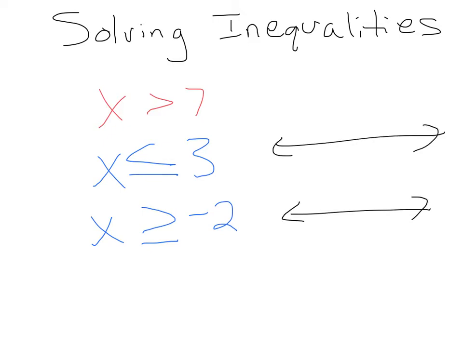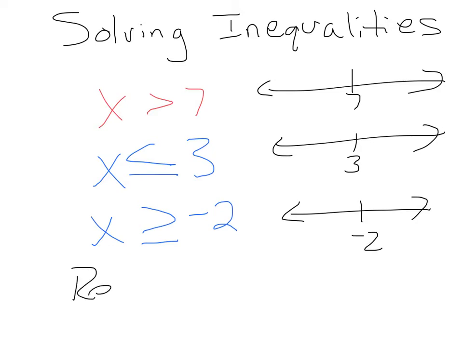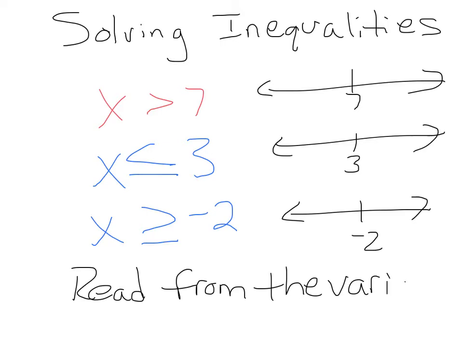So if we're looking at these inequalities, we can take a look at their central focus, which is 7 in this case, 3 in this case, and -2 in this case. And as long as we read these inequalities properly, meaning read from the variable, we'll be able to understand what these statements are actually saying.